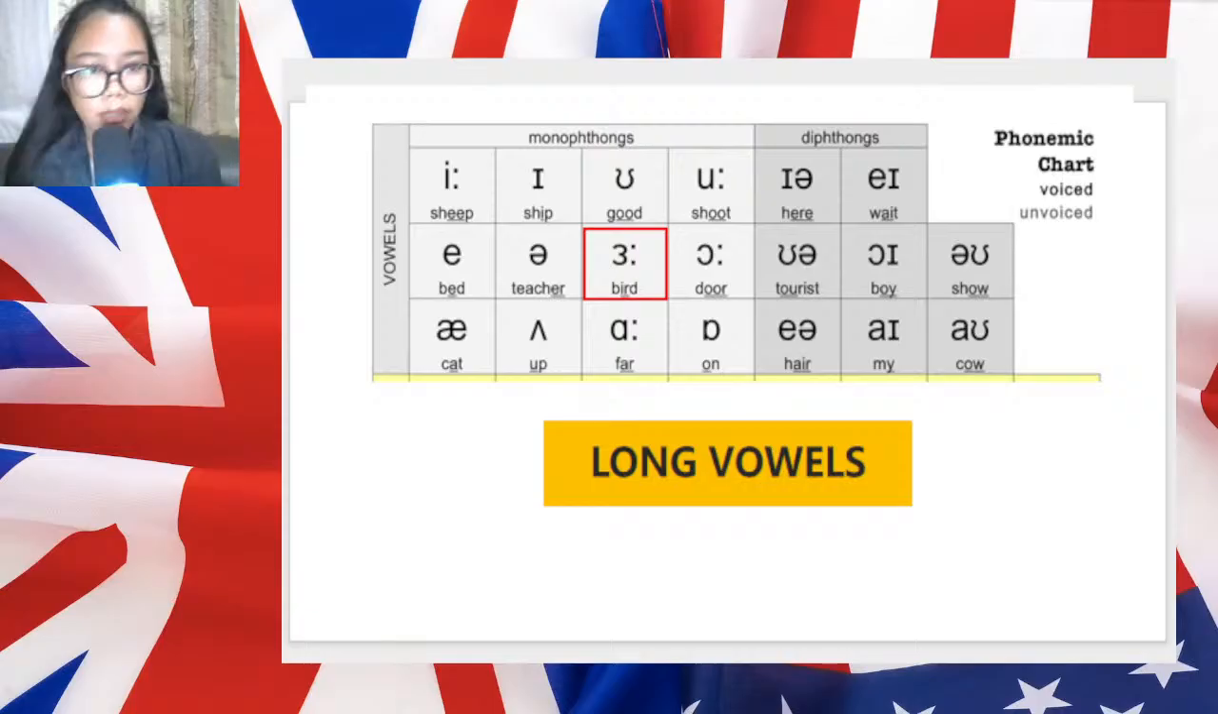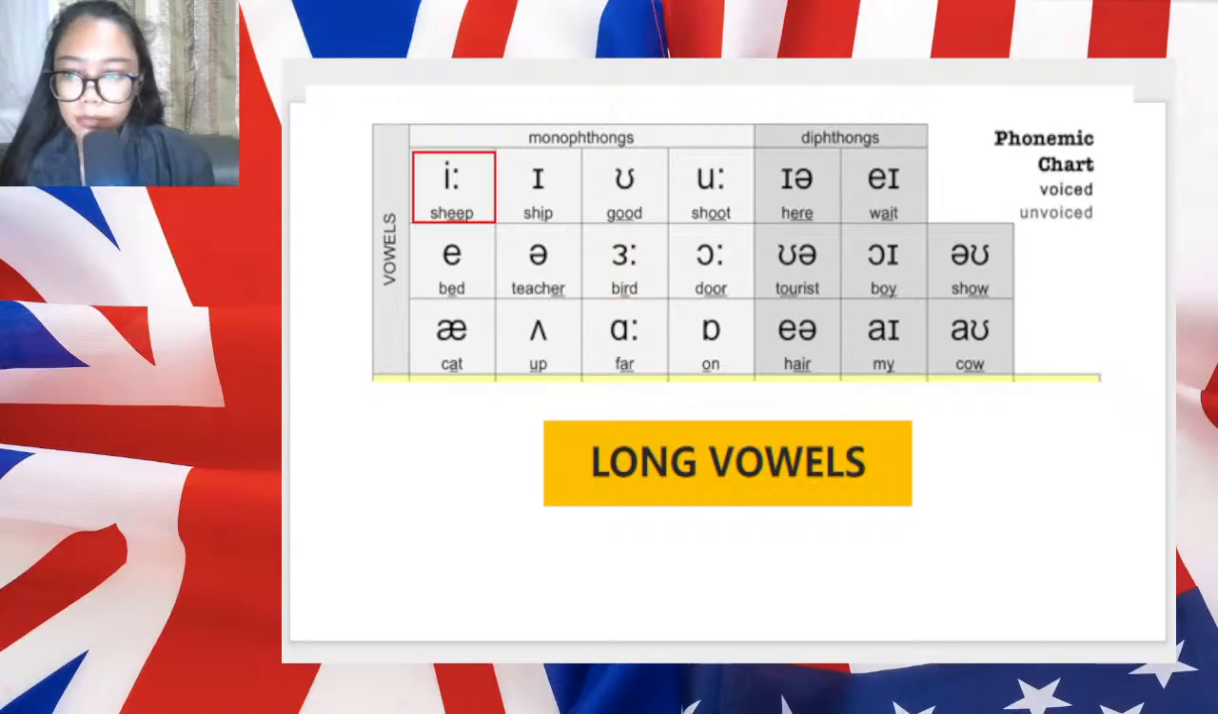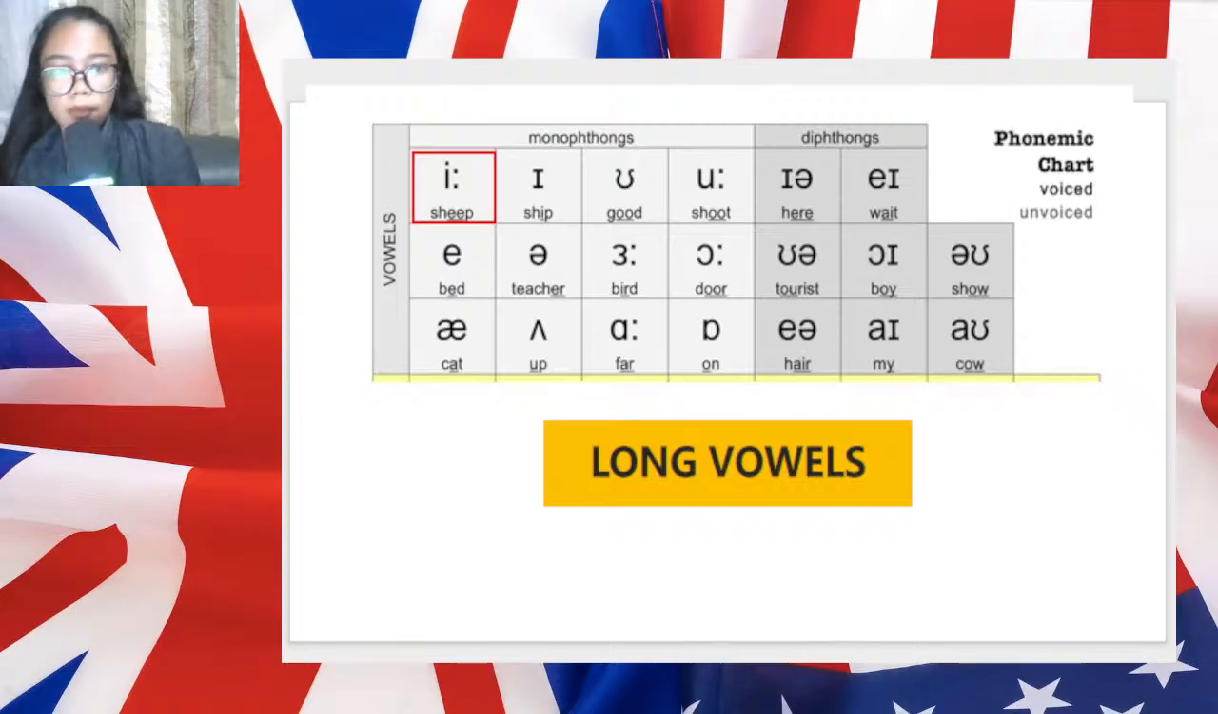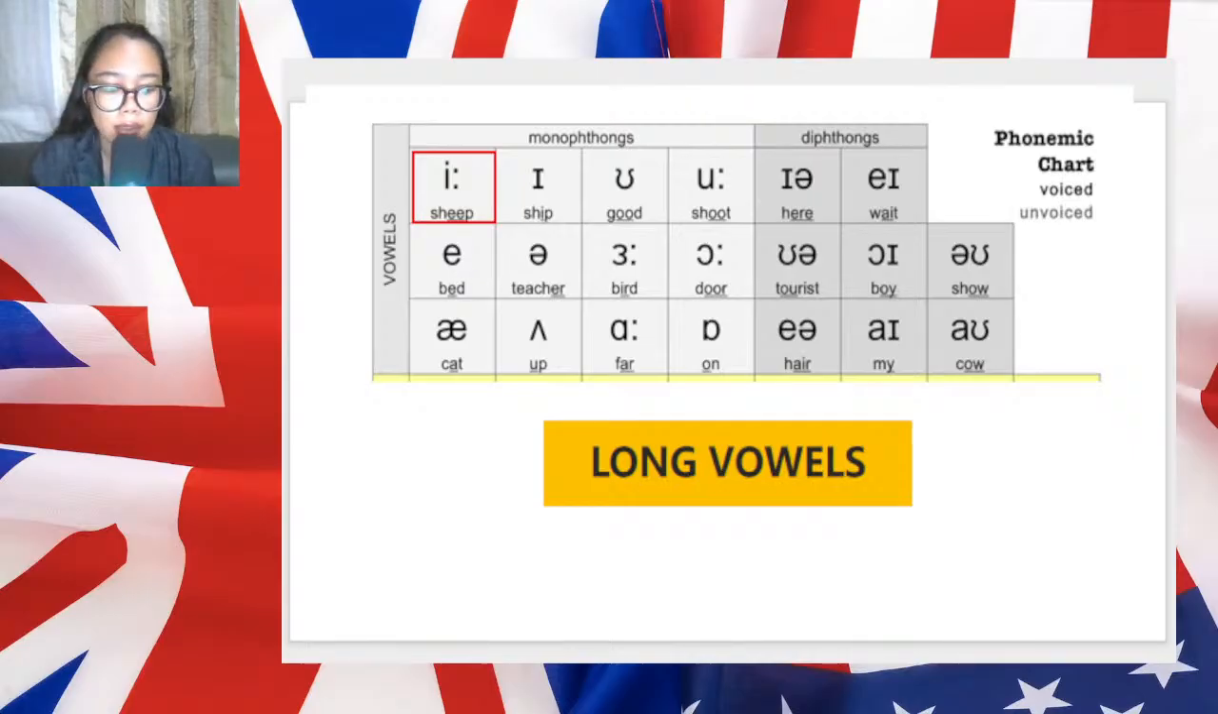All right. So far, we've covered these particular long vowel sounds. We have E as in sheep. Next, oo as in shoot. Next, this is our current long vowel sound in discussion.